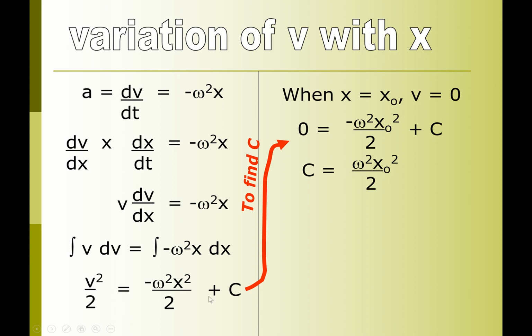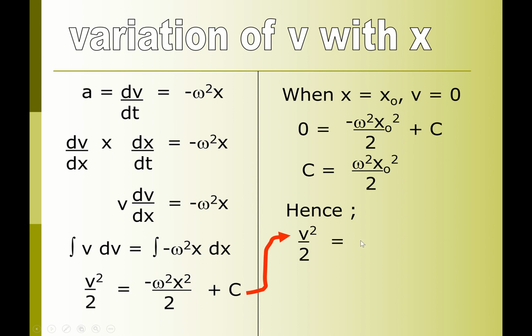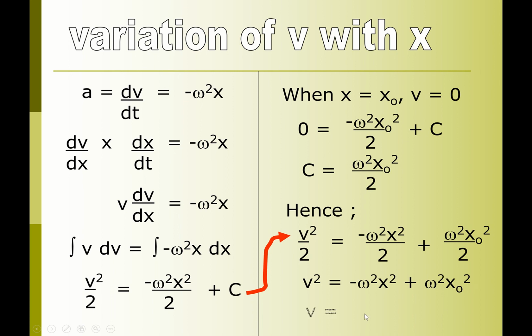Now we rewrite the expression: v squared per 2 equals negative omega squared x squared per 2, plus c, which is omega squared x naught squared per 2. Cancel out all the 2s, and the expression becomes v squared equals negative omega squared x squared plus omega squared x naught squared. Then v equals the square root of negative omega squared x squared plus omega squared x naught squared. We can simplify this to plus or minus omega times the square root of x naught squared minus x squared. So this is the velocity if the object moves in simple harmonic motion. We have derived the velocity in simple harmonic motion.